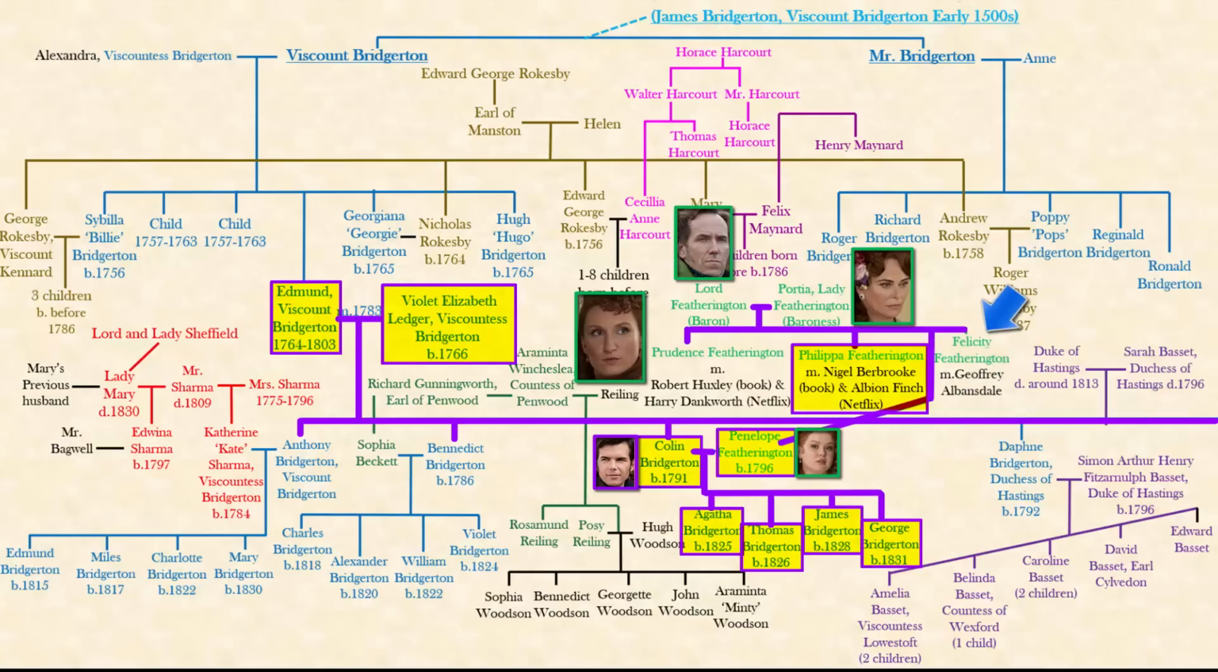There was supposed to be a 4th Featherington daughter, Felicity, who married Geoffrey Albansdale. However, she was removed because her character was supposed to be a perfect specimen, and that wouldn't go along well with the imperfect Featherington family, and so she was sacked. And this also gave rise to Penelope to shine as the child we cheer for in season 3, while her 2 older sisters are already taken care of.